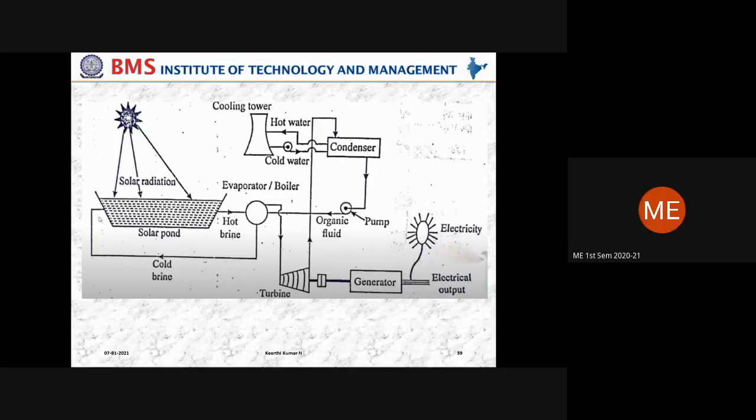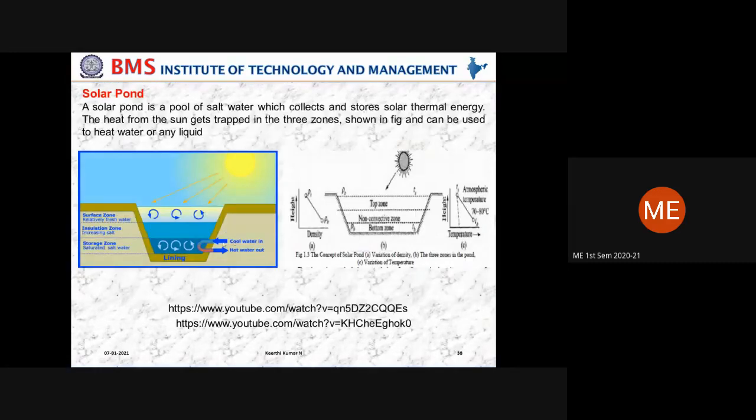See, this is the solar pond concept where the energy is taken. Hot water and cold water will be taken from the bottom zone only. That hot and cold water will not be used directly for the turbine because this water consists of salt. If I use the salty water for the turbine, what will happen? The turbine surface or the blades of the turbine may get eroded.